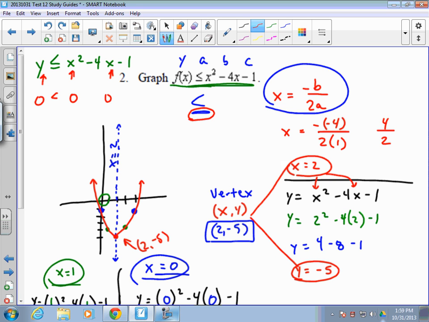So we have 0 is less than or equal to 0 squared minus 4 times 0 minus 1. 0 squared is 0. Negative 4 times 0 is 0. So you're left with 0 is less than or equal to negative 1. You have to determine if that is true or not. That is not true. Negative 1 is smaller than 0. So that means everything inside of the parabola is wrong, which means you need to shade everything outside of it to show that being correct, and that's your graphed function.